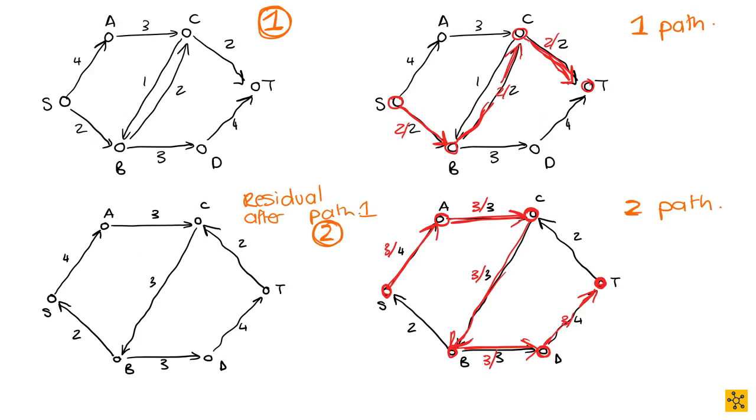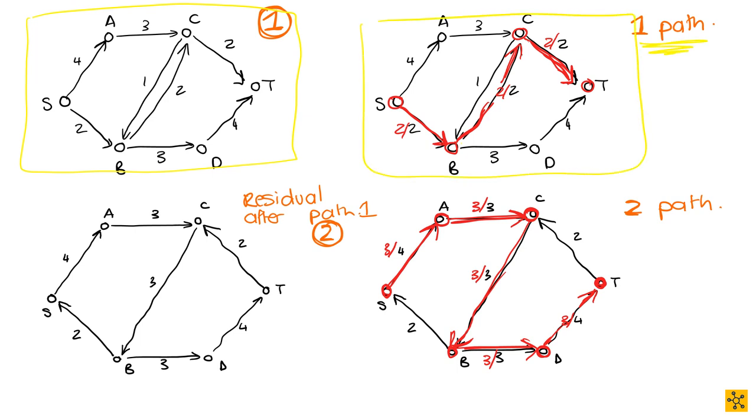Just a reminder of the process: we started off with a graph. We found a path on the graph so that we could push flow through it, and we choose whichever capacity bottlenecks it to be the flow on that path. So we had a path S, B, C, T with a flow of 2. We then create the residual from the flow path. Then we take the residual and find another path on it. So this is the next step.